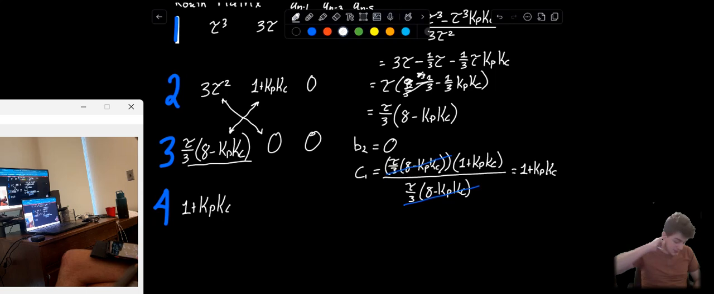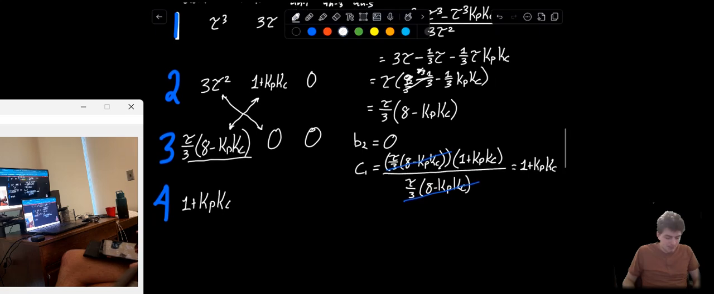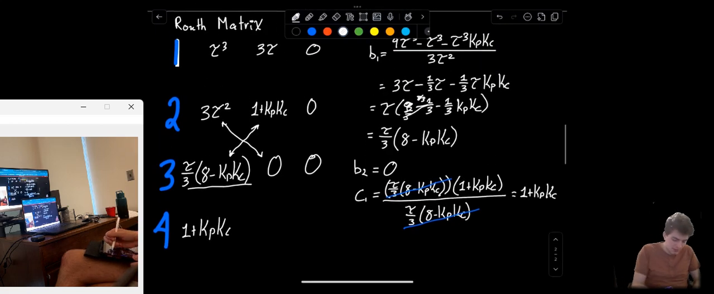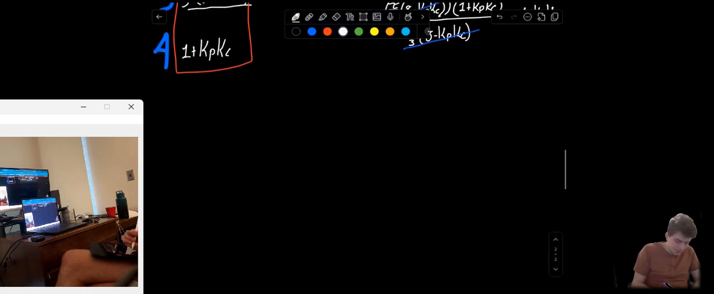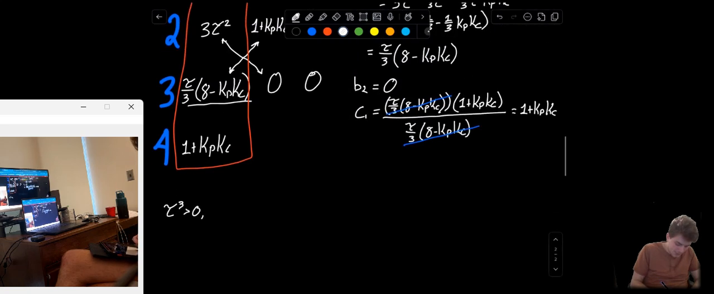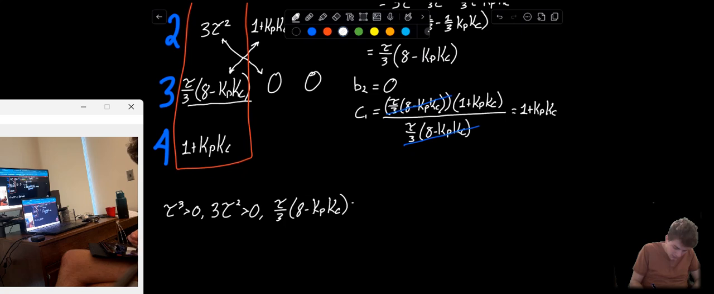We could go ahead and solve for C2, but it's not really relevant to us because we don't have to keep going down the matrix. But again, for stability, what we need is all of the terms in this column to be positive. So we can say tau cubed must be greater than 0, 3 tau squared must be greater than 0, tau over 3, 8 minus KpKc must be greater than 0, and 1 plus KpKc must be greater than 0.